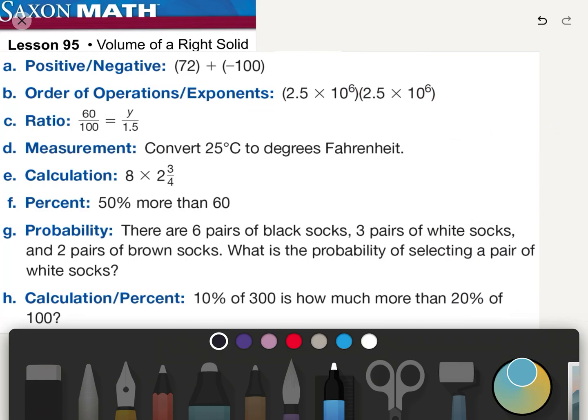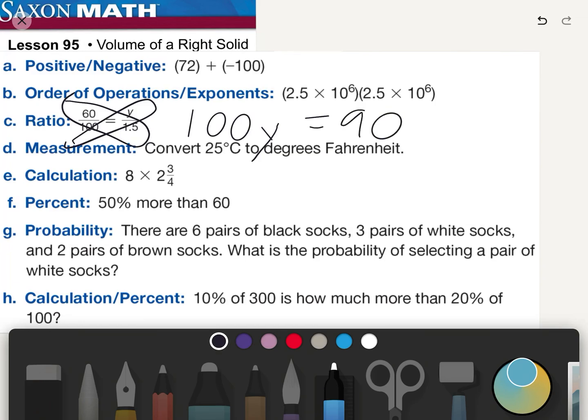Ratios. So doing this out, of course we do some cross multiplying goodness. 100y equals some quick mental math. I can say 1 times 60 is 60, then add half of that to get 90. And so now we can just divide each side by 100, getting us y equals 9/10.